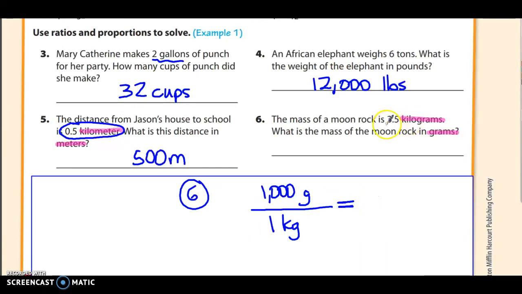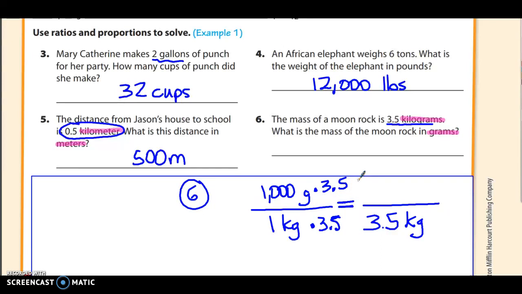And then what I'm going to do now is put in 3.5 kilograms. And now I'm going to ask myself, how did I get from 1 kilogram to 3.5 kilograms? I multiplied by 3.5. And that's because of the multiplication identity property of 1. 1 times anything is that number. So if I multiply 1 by 3.5, I get 3.5. So I multiply 1,000 by 3.5.